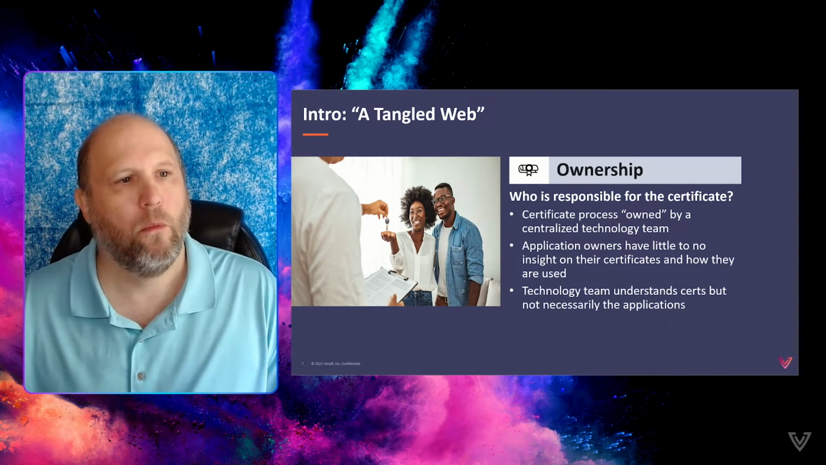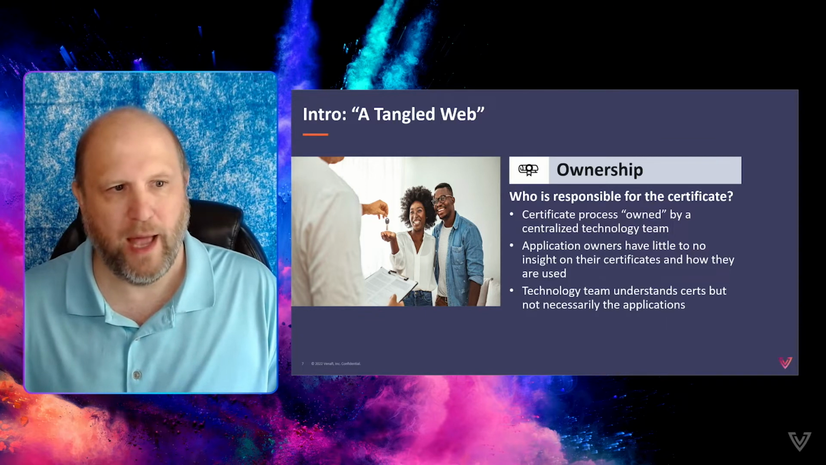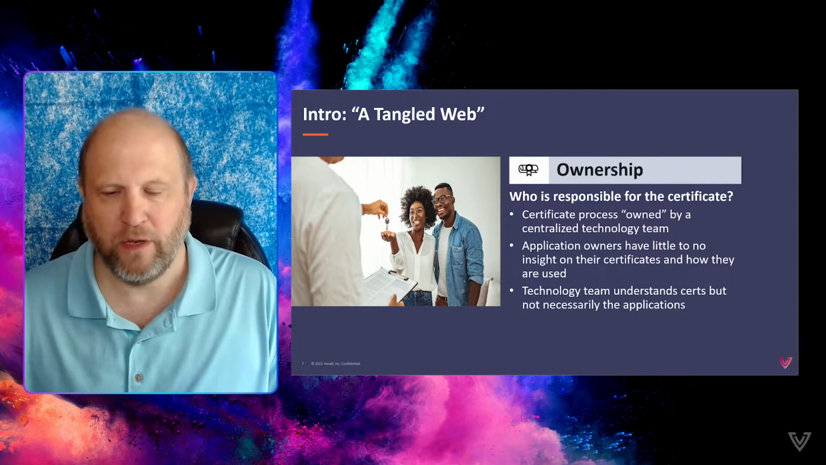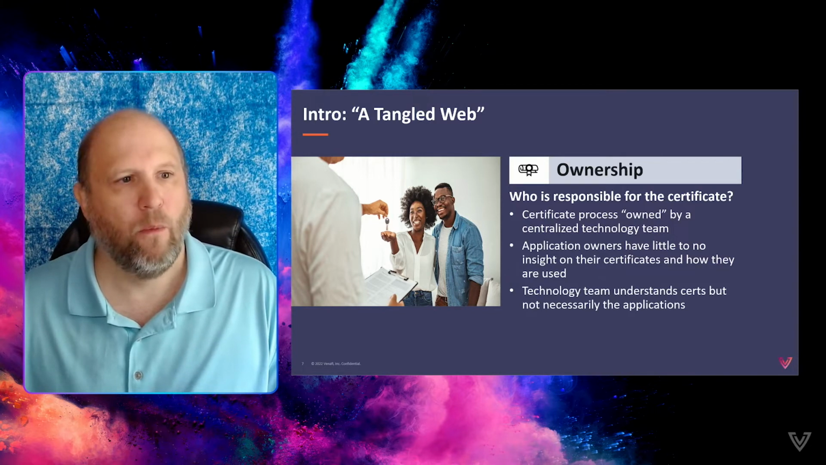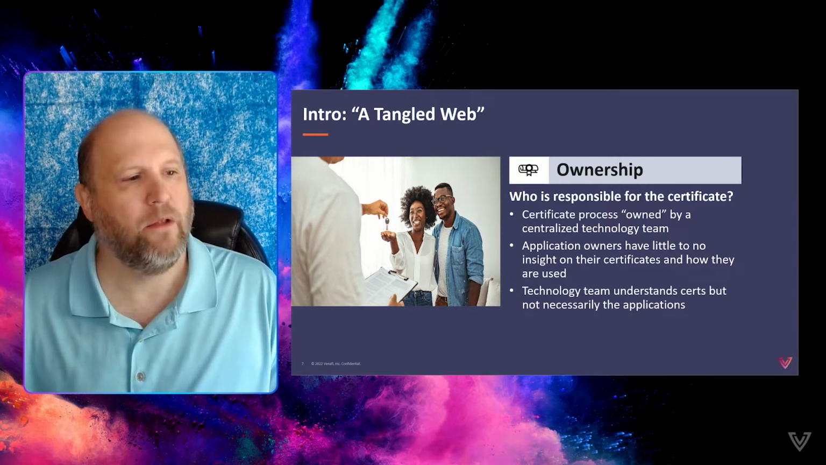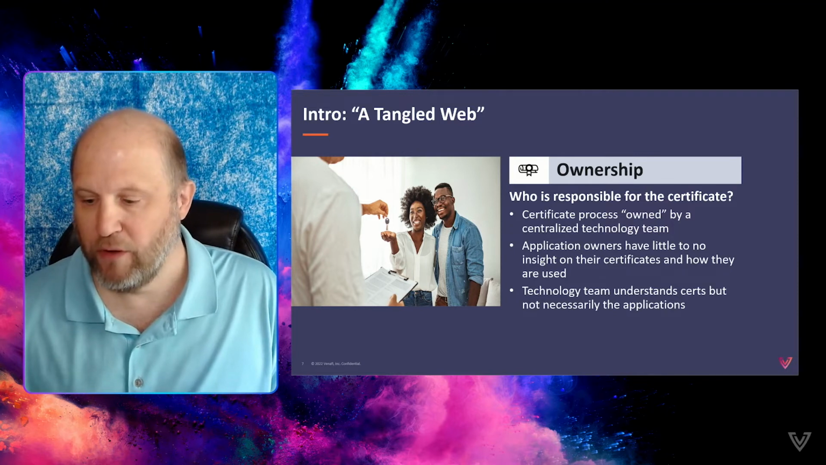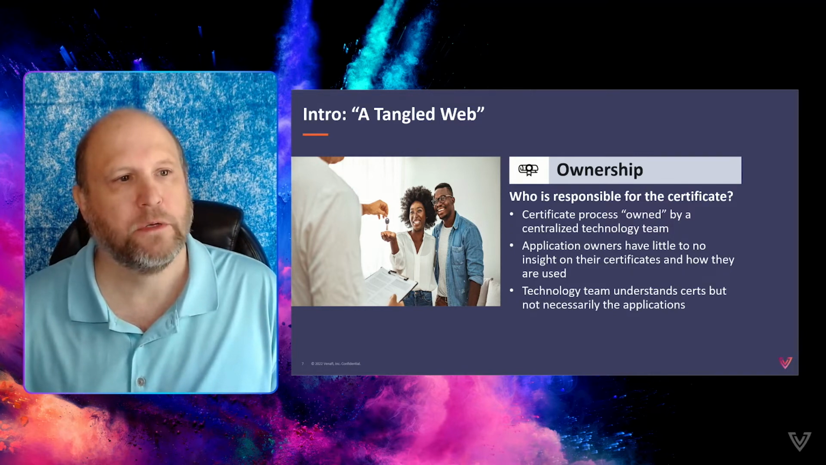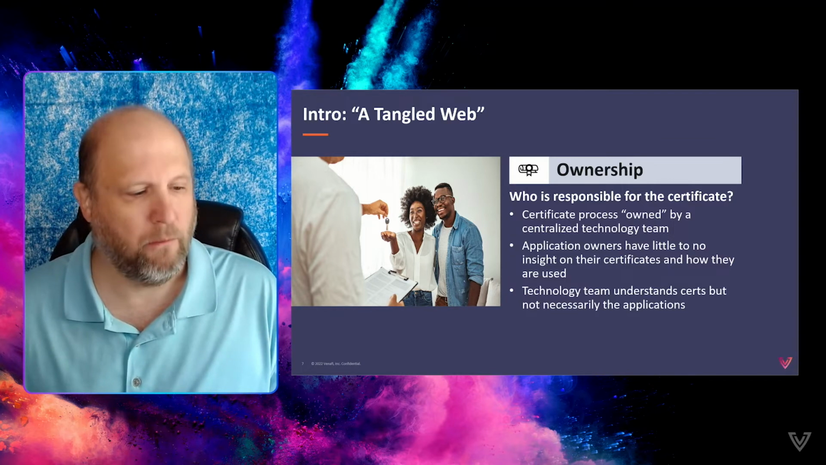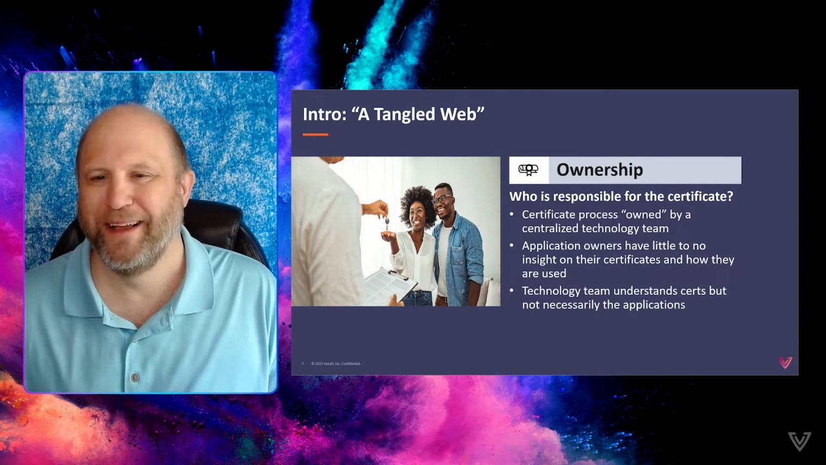We knew who should own the certificate. We had a vision that the applications and the application owners should own the certificates. However, we didn't have a good mechanism to make that happen. We, the technology team, had a very good understanding of certificates because we managed the systems and we managed issuing of the certificates, but the application owners didn't have that same knowledge set. Not all the application owners, I should say. Some of the application owners knew it better than we did.